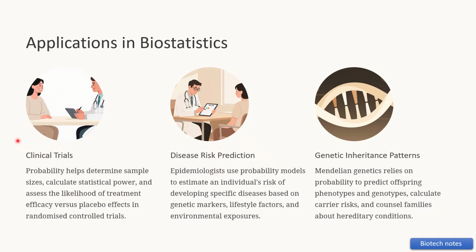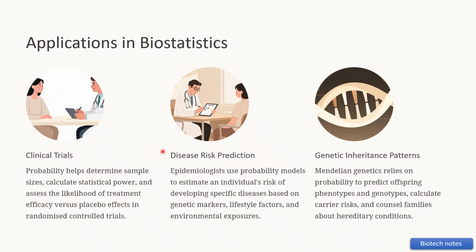Next is disease risk prediction, in which doctors or epidemiologists use probability models to estimate an individual's risk of developing specific diseases based on genetic markers, lifestyle factors, and environmental exposures. So basically, they estimate the risk of developing certain diseases based on lifestyle factors or environmental exposure.